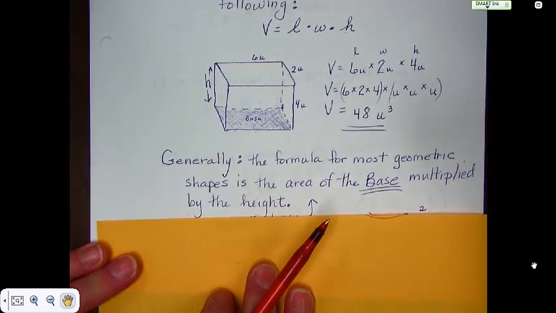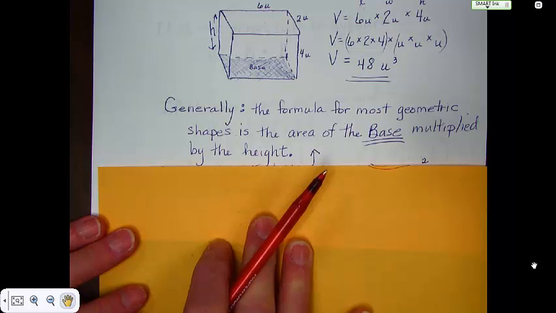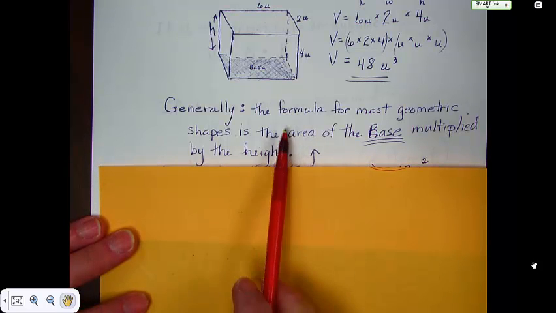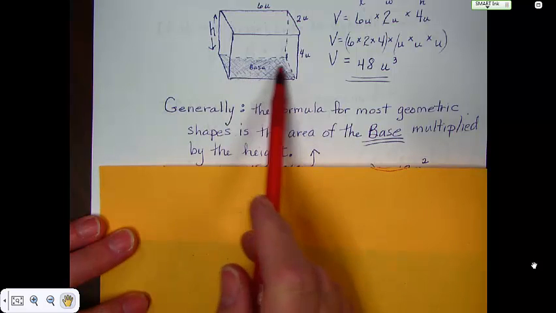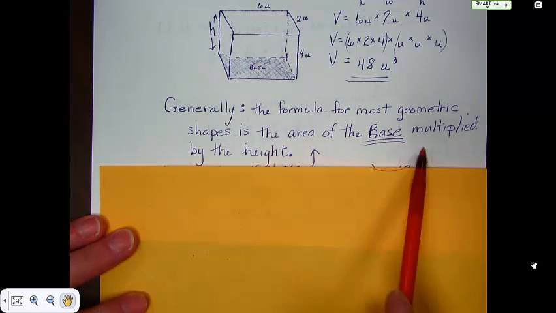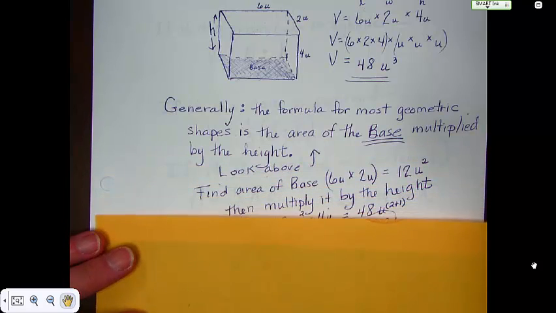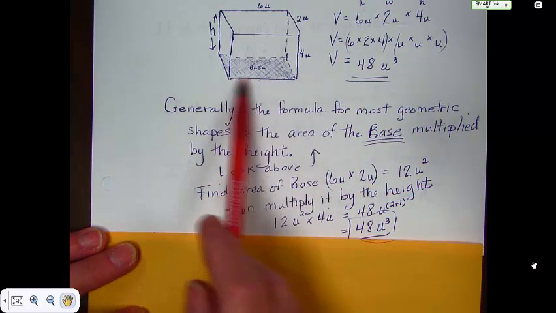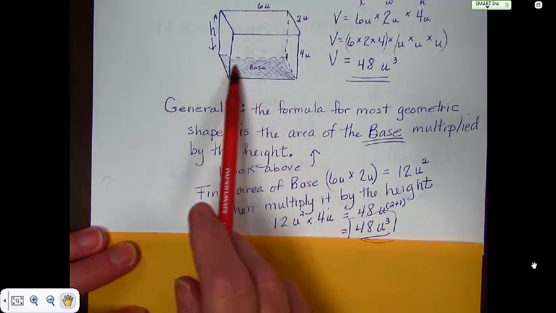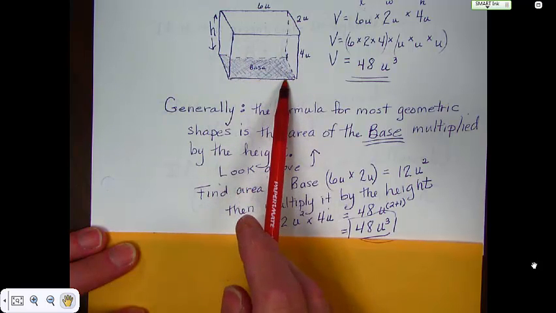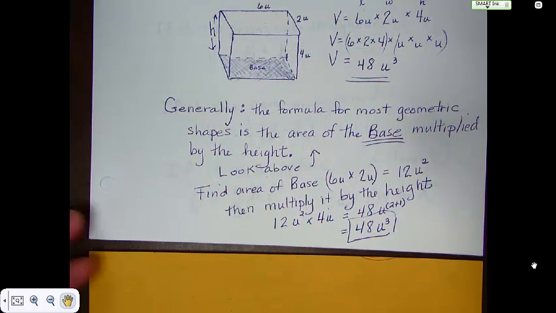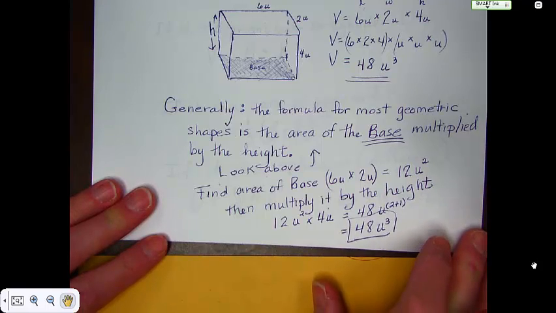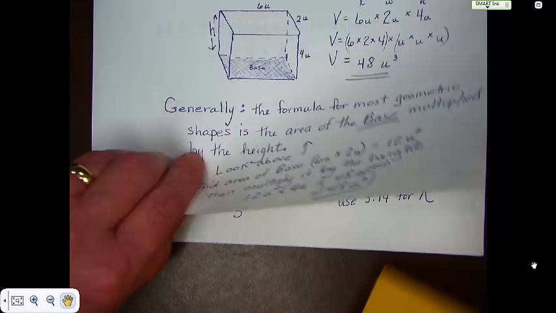Now, there's a generally understood formula for most geometric shapes, except for those that have a point on the top, and I'll talk about those in a minute. The formula for most geometric shapes is the area of the base, which is right here, this is the base, multiplied by the height. If you were to find the area of this base down here, which would be 6 times 2 is 12, and then you multiplied it times the height, which is 4, you get 48, just as we did before. Questions? I don't think so. This is pretty easy stuff, really.